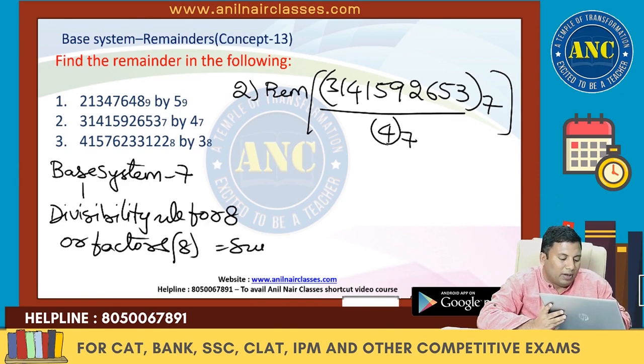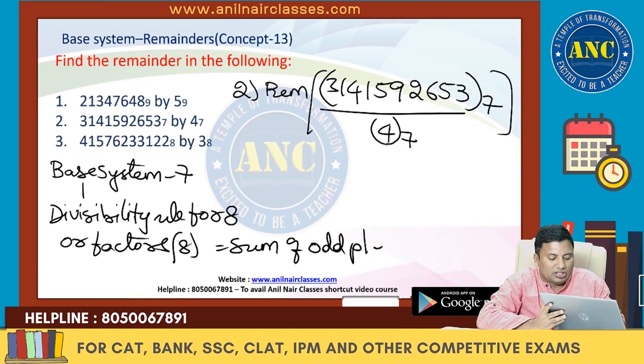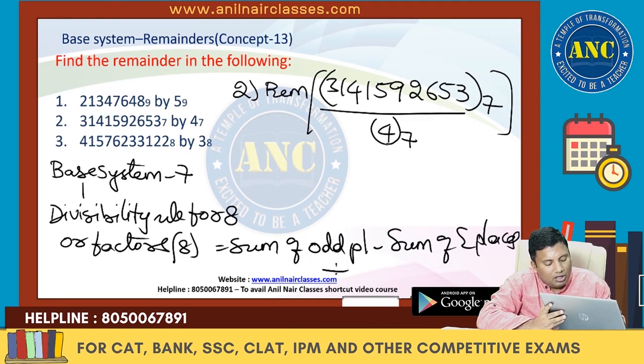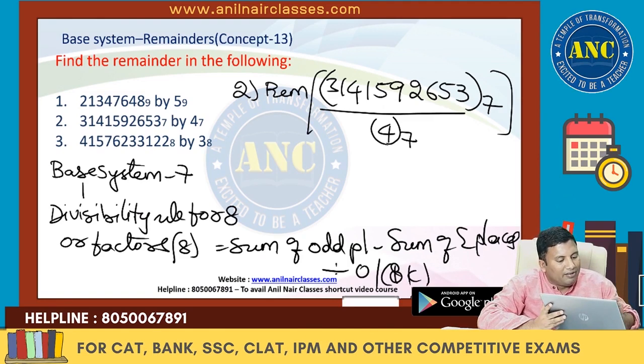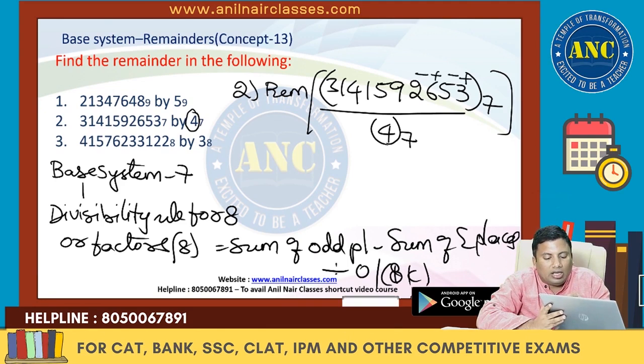Sum of odd places. Morning I discussed the proof. Sum of odd places minus sum of even places should be either 0 or it should be divisible by 8. Is 4 a factor of 8? Yes. So alternatively plus minus, alternatively plus minus, alternatively plus minus, alternatively plus minus.